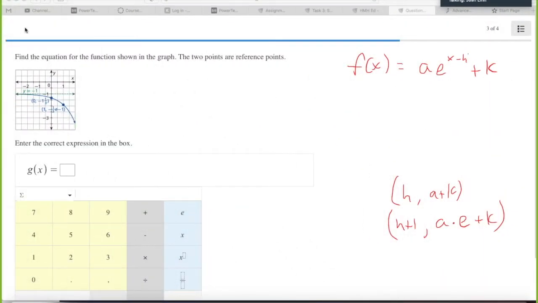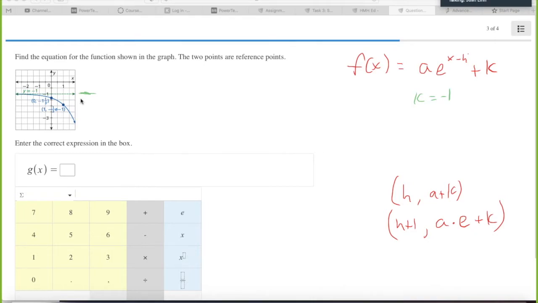So this next one, I left some of this information on the screen because I knew that we were going to need it. You can see that we are going to find the equation for the function shown in the graph. The 2 points are reference points. So we've got these 2 points, we've got an asymptote, so we need to come up with our own function. I left our generic function up there, and our 2 reference points, because those are the 2 things we're going to need. So let's start off with the easy part, our asymptote right there. Y equals -1. Cool. K equals -1.